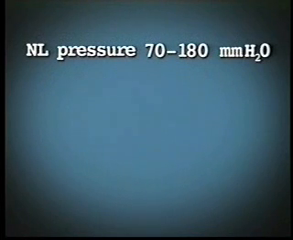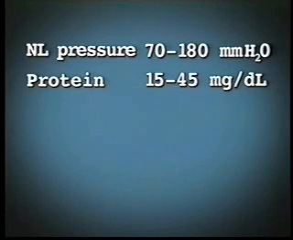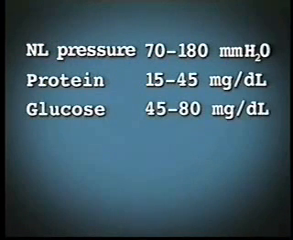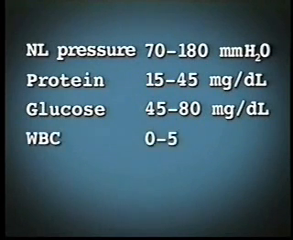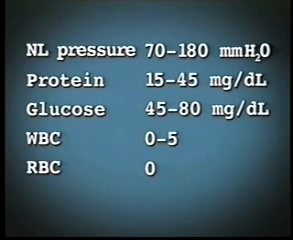Normal pressure is between 70 to 180 millimeters of water. Normal protein concentration is between 15 and 45 milligrams per deciliter. Normal glucose concentration is 45 to 80 milligrams per deciliter. That is 2/3 of serum glucose. If white blood cells are present, they will be between 0 and 5, predominantly lymphocytes. RBCs should be 0.